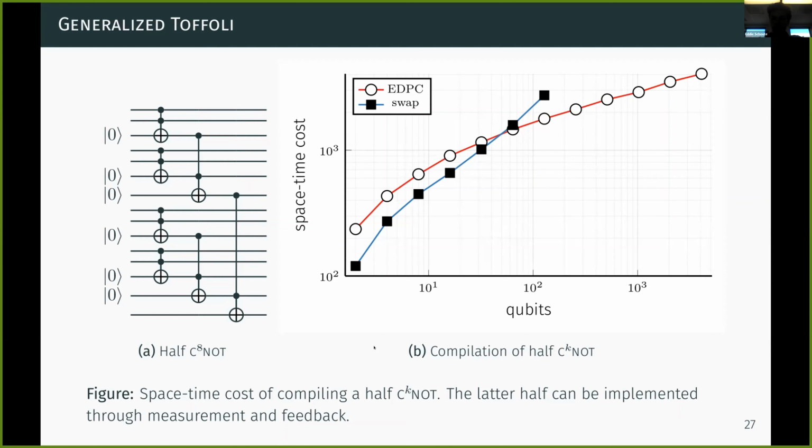If we compile this to the grid, then we see that the space-time cost of this circuit initially for the swap-based approach is actually better. For grid sizes up to 64 qubits or so, we see that the space-time cost for swap-based approaches is actually better. However, in this log-log plot, we see that the asymptotic scaling for EDPC is much better than the swap-based approach. So the exponent of the polynomial is lower in this log-log plot.